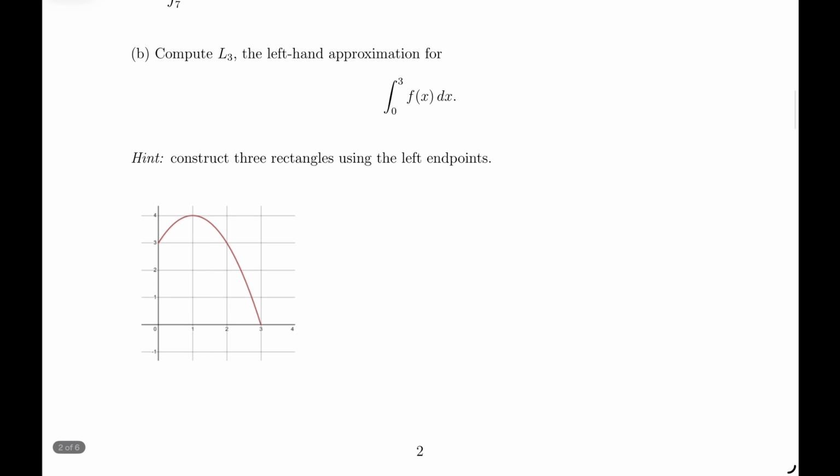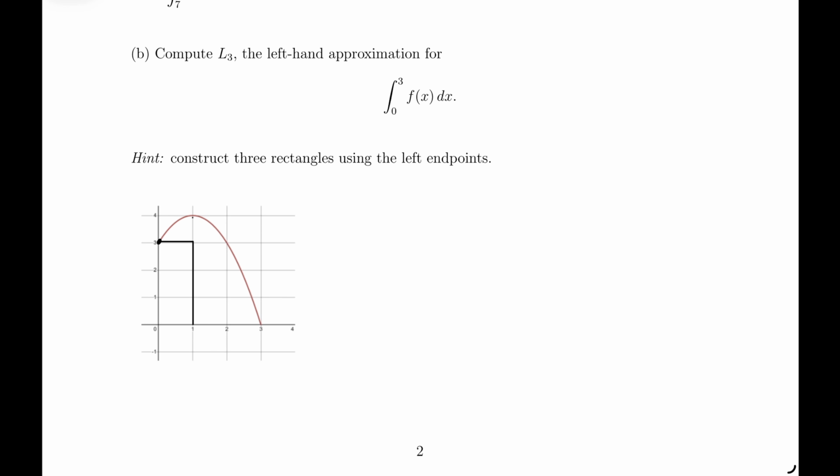Okay, now we have another function on a graph, and we need to compute L sub 3, which is the left-hand approximation Riemann sum for the definite integral from 0 to 3, and it tells us to construct 3 rectangles using the left endpoints. So since we have L3 and a width of 3 from 0 to 3, we know that each box will be 1 wide. This will be pretty easy to set up. Since it's a left-hand approximation, I'm going to look at the left side first for our first box. So starting at x equals 0, go here. That's our first box there.